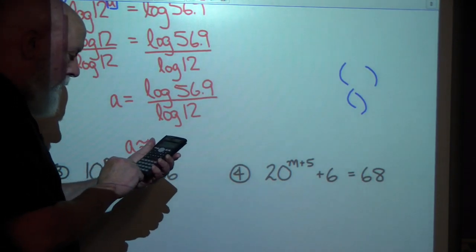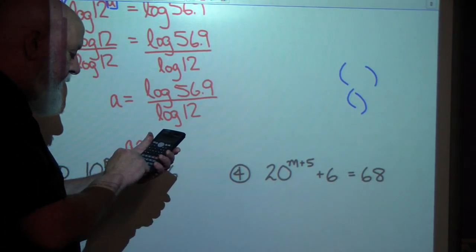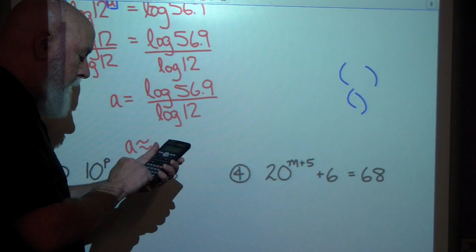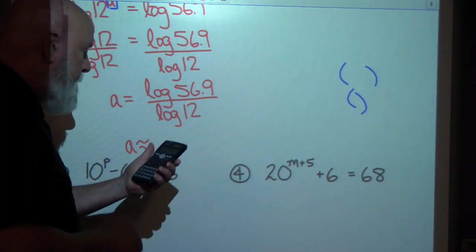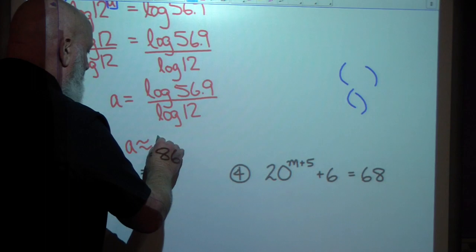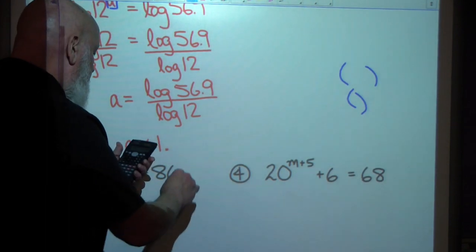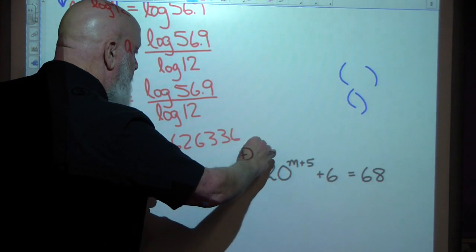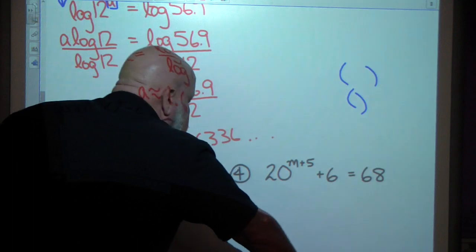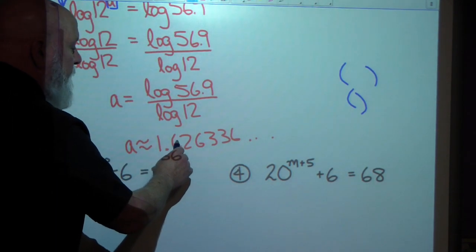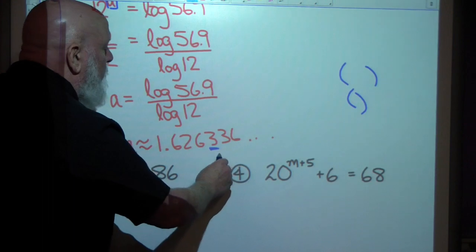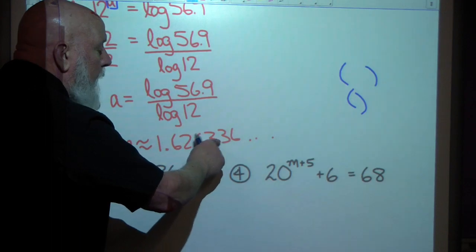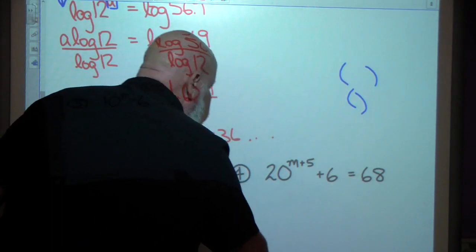So I got log 56.9 divided by log 12 equals, I get 1.62633, blah, blah, blah. And I want to round it to the 4th decimal place. That's the 10,000th. 2, 3, 4. So I'm looking at this one. If this is 5 or larger, I'm going to round it up to a 4. If it's 4 or less, which it is, I'm going to just leave it alone. So that's what I'm going to do.